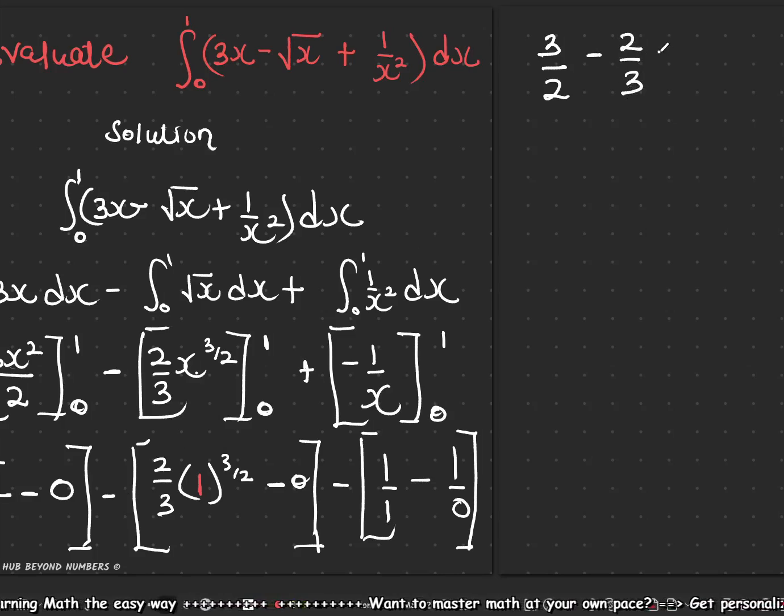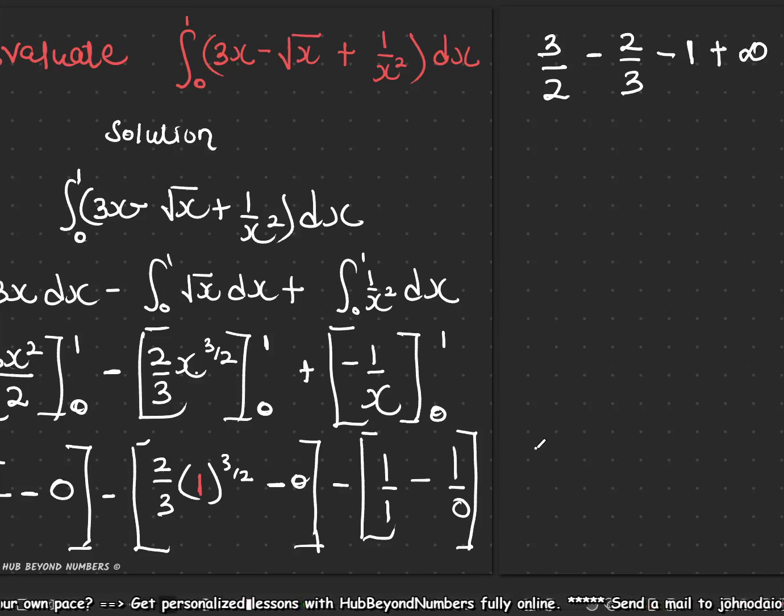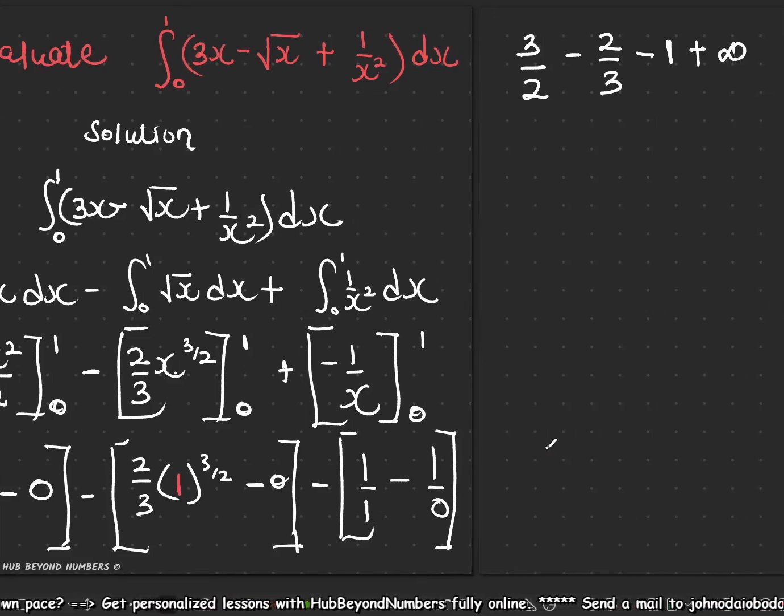You see? But then minus this one that doesn't converge. Doesn't converge. So since it doesn't converge, let's see what it gives us. This here gives us negative 1. So we have minus 1. Then this here gives us infinity. So plus infinity.